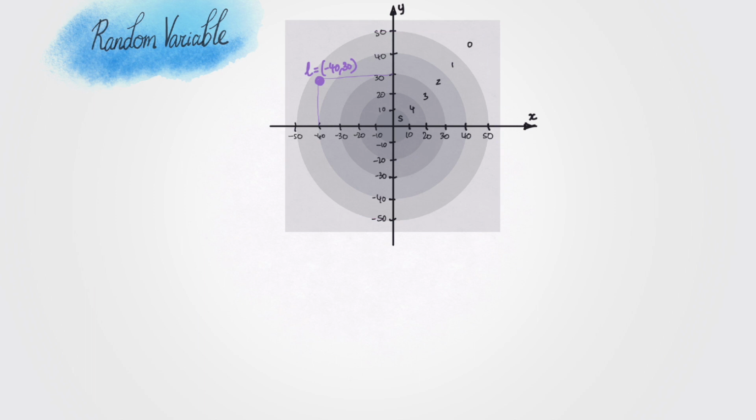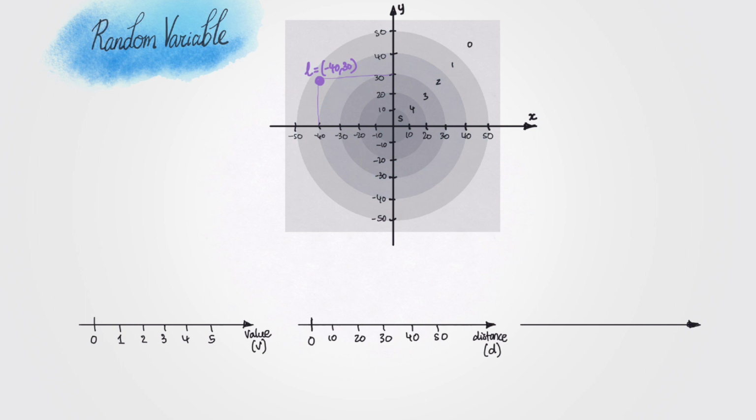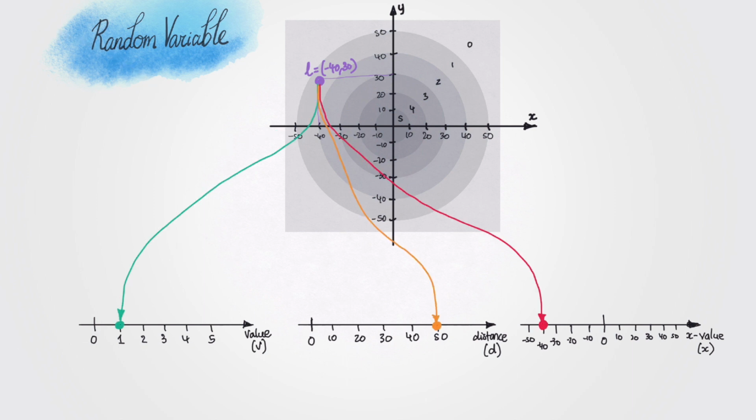Now, for L, we can actually see that it's worth 1 point. Using Pythagoras' theorem, it's actually 50 centimeters from the origin, and its x-coordinate is just negative 40. Now we can go ahead and mark up all of this information directly on 3 different number lines. Now we can go ahead and map this element L directly to these 3 number lines where they belong. Now as you can see, this value L has been mapped to these positions using some kind of function.